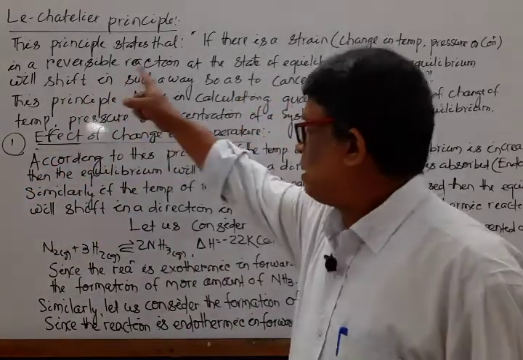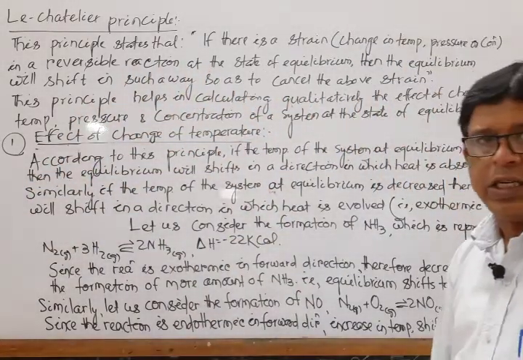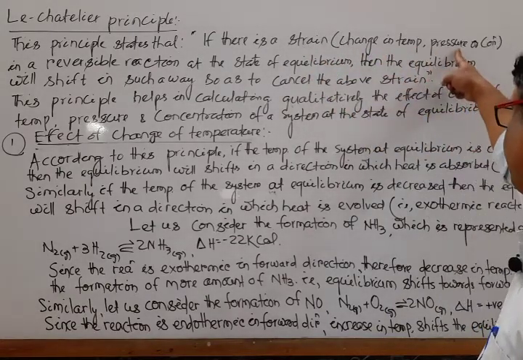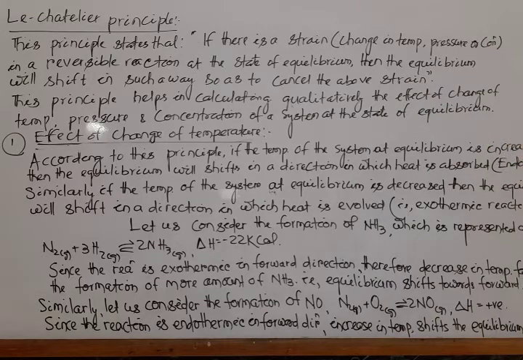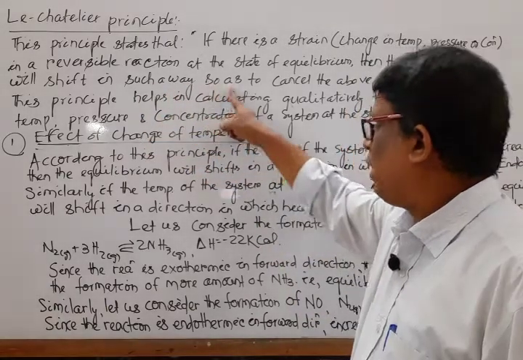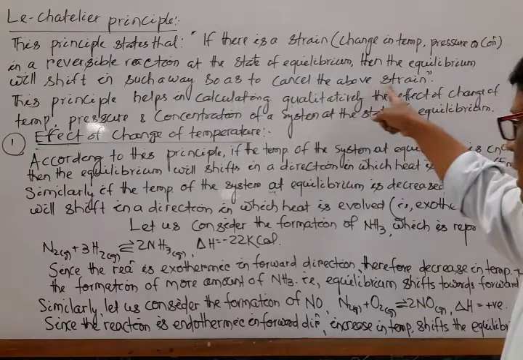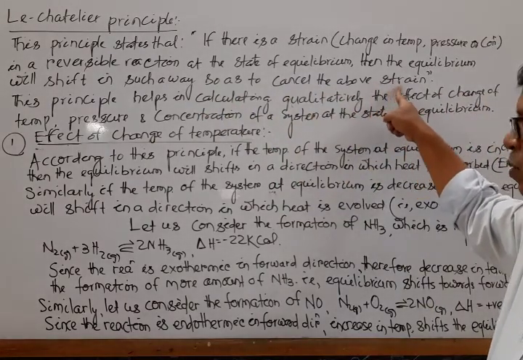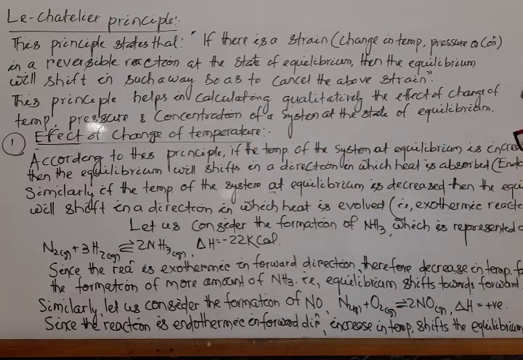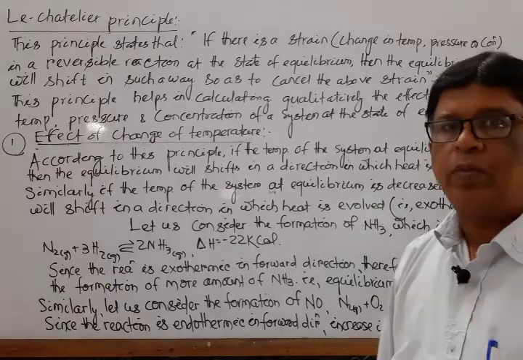Next, write down the important long question, that is the Le Chatelier principle. Mark that. This principle states that if there is a strain, what do you mean by strain? That is a change in temperature, pressure or concentration in a reversible reaction at the state of equilibrium, then the equilibrium will shift in such a direction so as to cancel the above strain or above changes. That means this principle helps in calculating qualitatively the effect of change of temperature, pressure and concentration on the system at the stage of equilibrium.